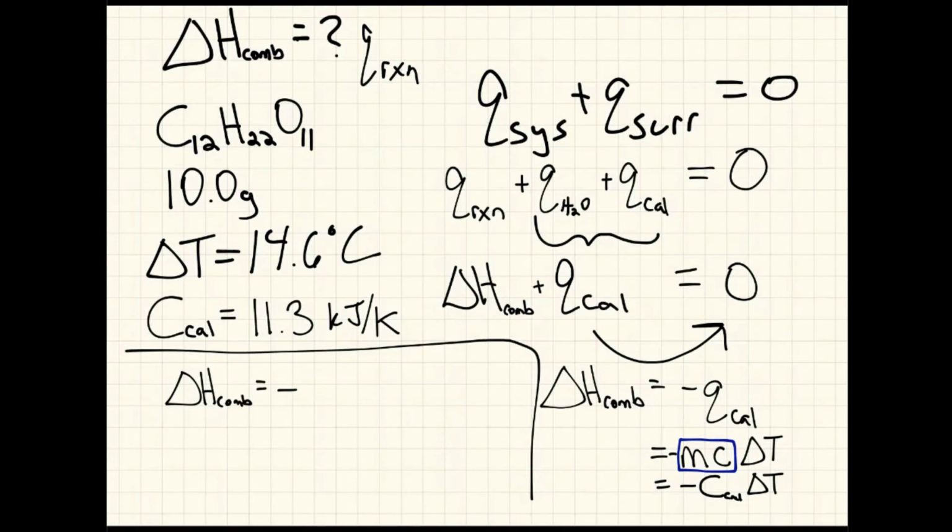And I know that this is minus my calorimeter constant, which is 11.3 kilojoules per Kelvin, and I'll multiply that by my temperature change. There might be a slight little trick to this where you might be wondering whether I should keep degrees Celsius or convert this to Kelvin, but don't forget, temperature changes. It doesn't matter if it's Celsius or Kelvin, right? That's because 1 Kelvin is the same as 1 Celsius.